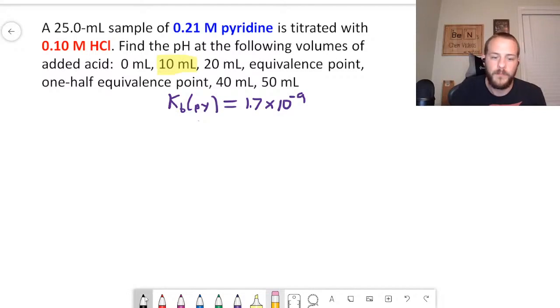First we need to understand how many moles of pyridine we have initially, and how many moles of HCl are added, right? We have volume, we have concentration, so we can convert our way to the moles. Starting with pyridine, we have 25.0 milliliters of pyridine.